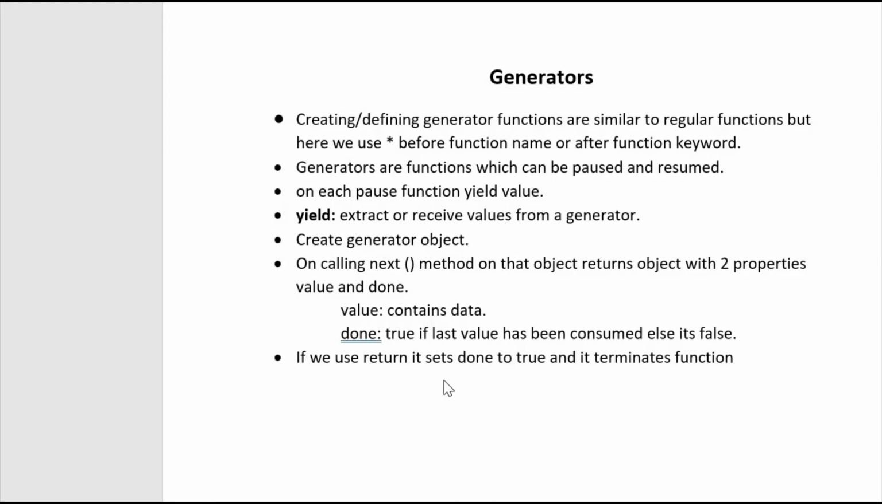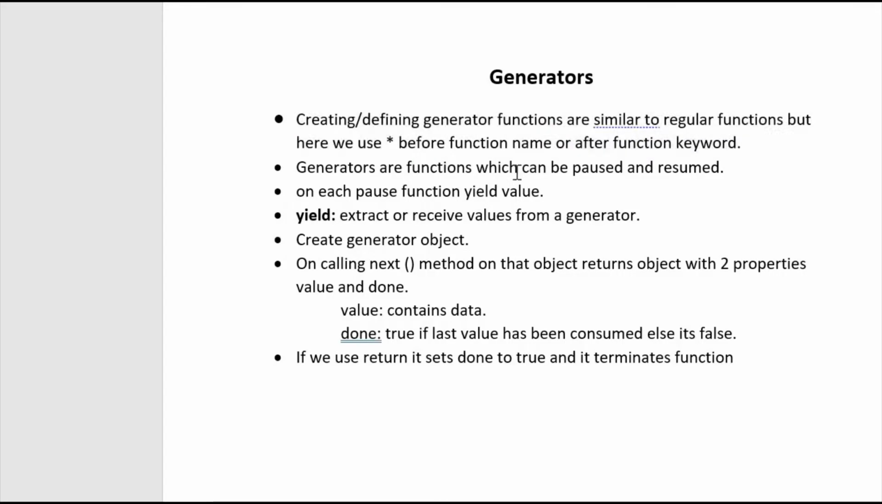Creating or defining generator functions is similar to regular functions, but in generators we use an asterisk before the function name or after the function keyword.